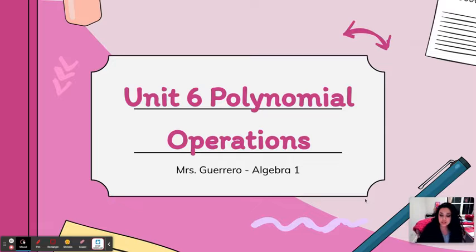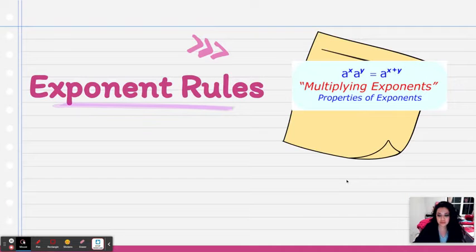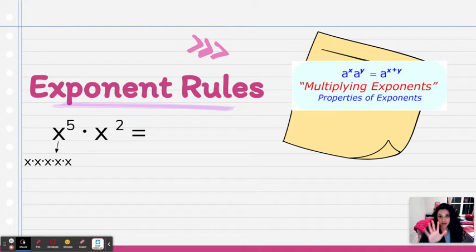So yes, we're still in Unit 6 and it's polynomial operations. And like I said, today we're dividing polynomials. So first, before we begin, I want to go over some exponent rules, and we've seen the exponent rules for multiplication. So remember, when you multiply, x to the fifth means there are 5 x's being multiplied, and x to the second power means there are 2 x's being multiplied.